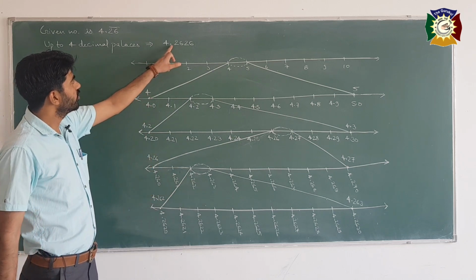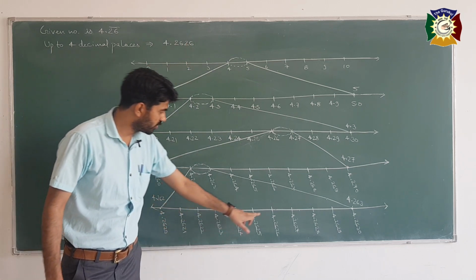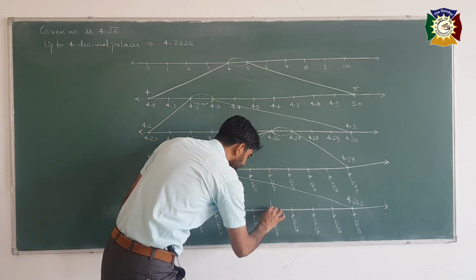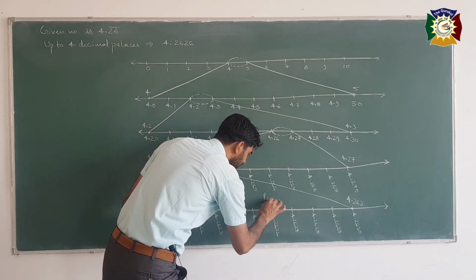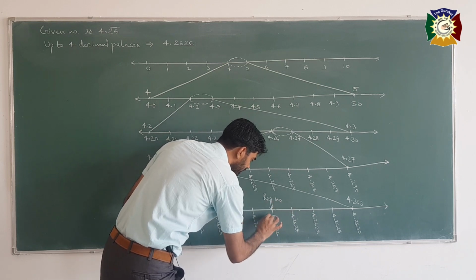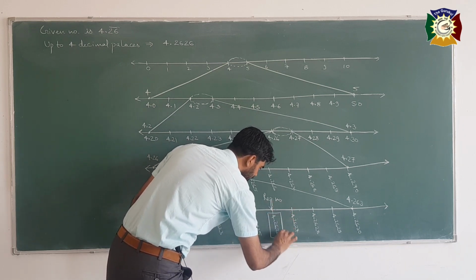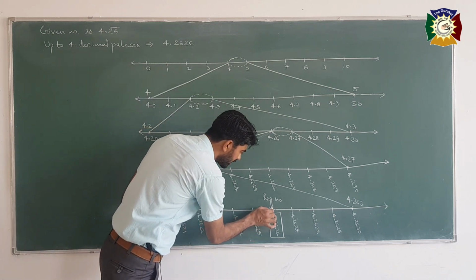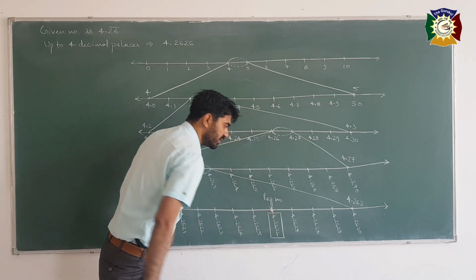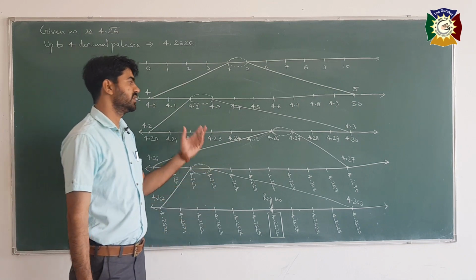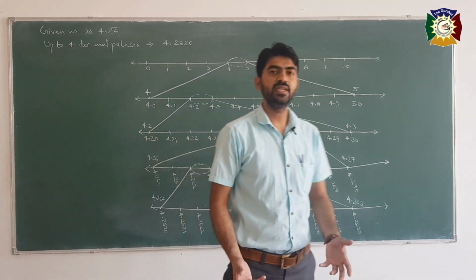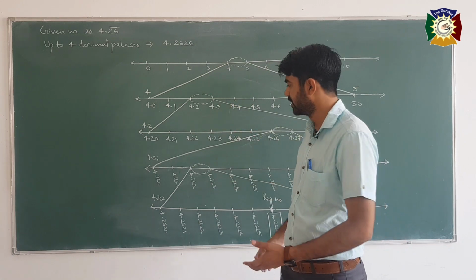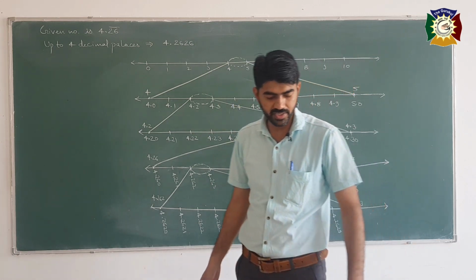Now 4.2626, this is our required number, and we can highlight this number by putting it in a box. This way we can represent any number which is given in decimals by using successive magnifications very easily.